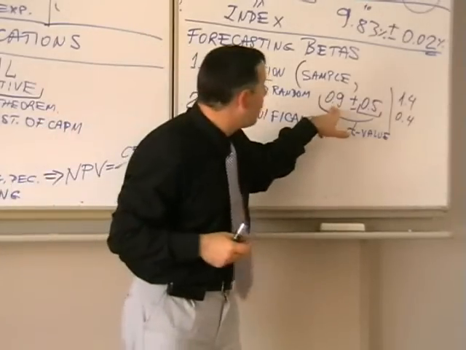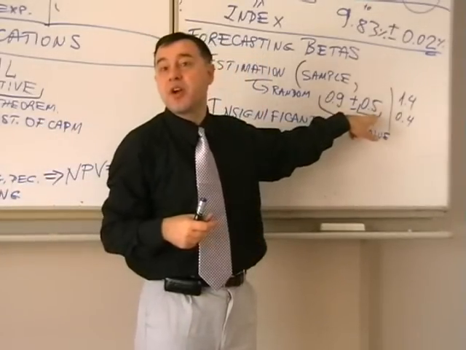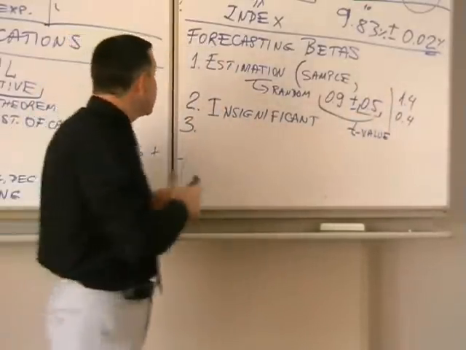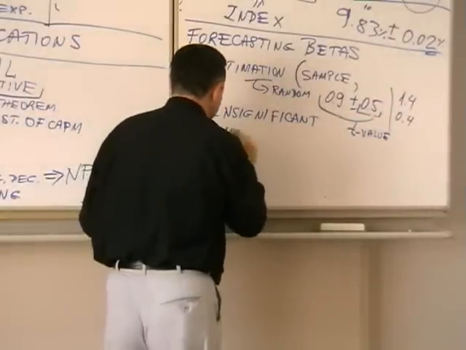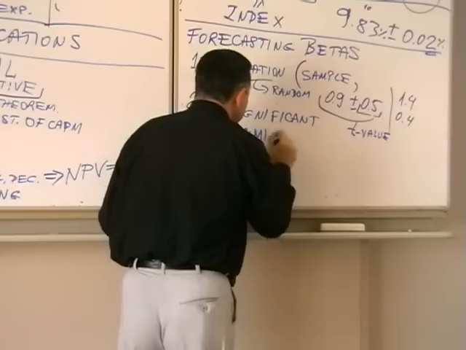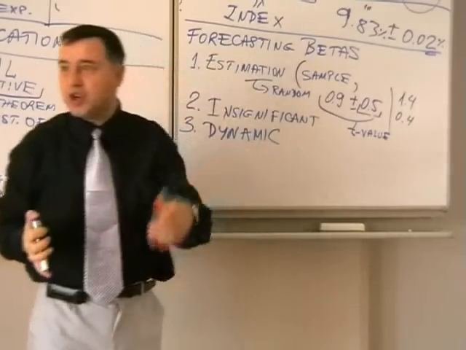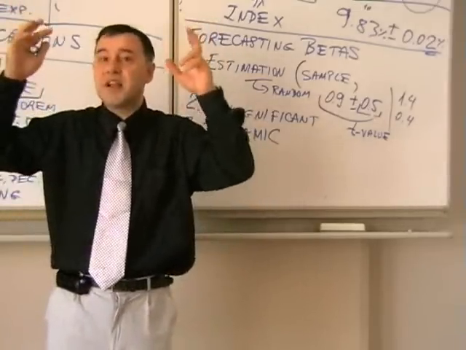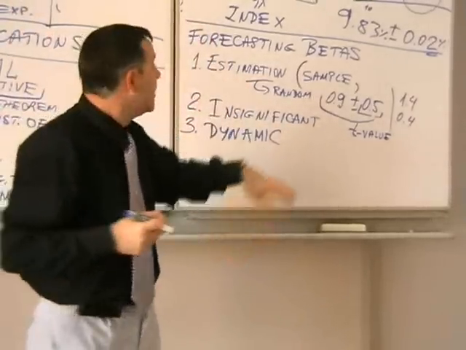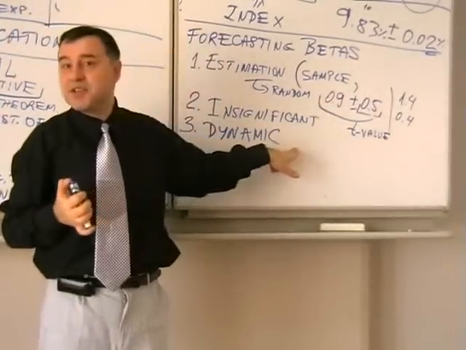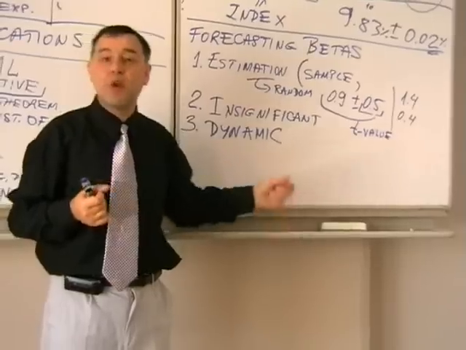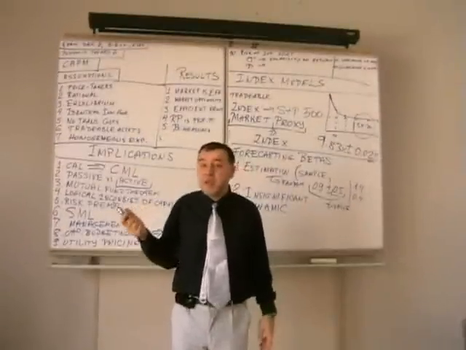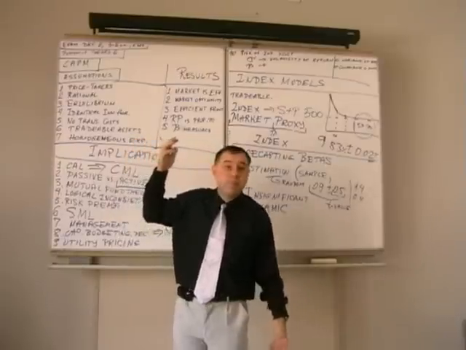In other words, you get 0.9 with a relatively small error, maybe 0.1. The problem is that beta is still dynamic. Dynamic simply means that this year, the true beta of the company, if we knew it, is 0.9, but next year the beta of the company can rise to 1.1. Why could this be? Well, for a whole number of reasons.